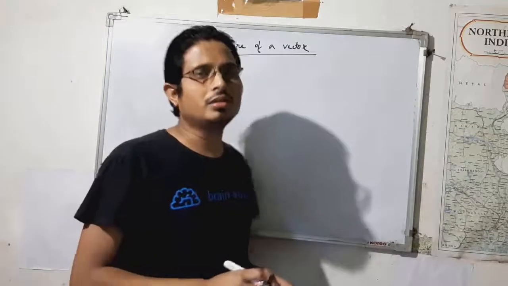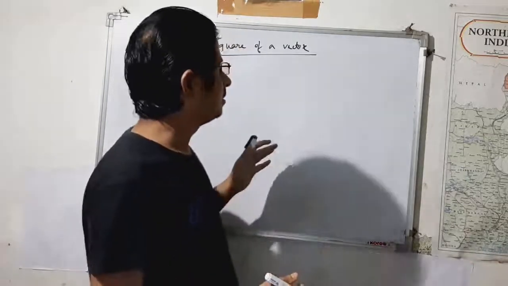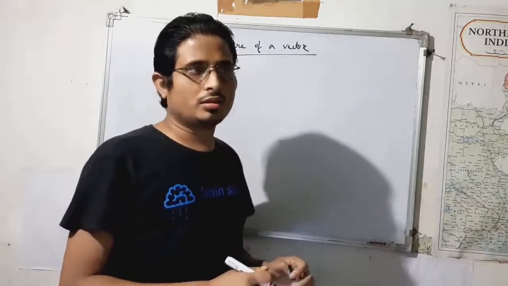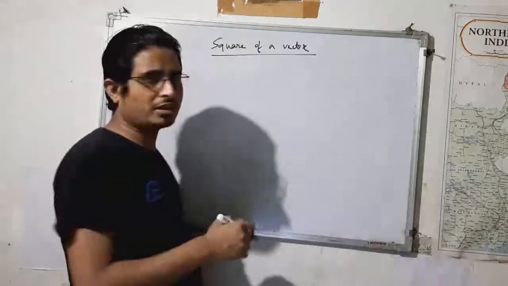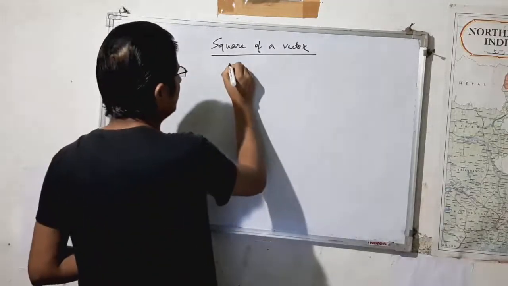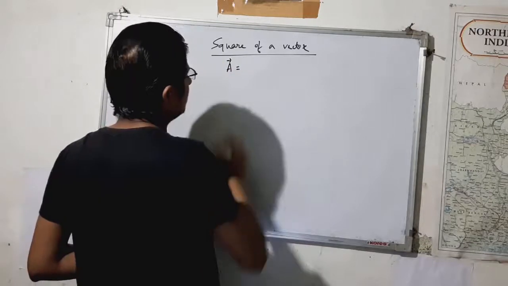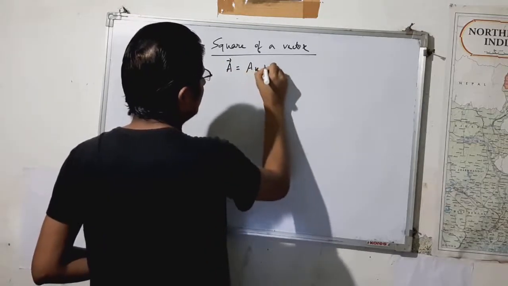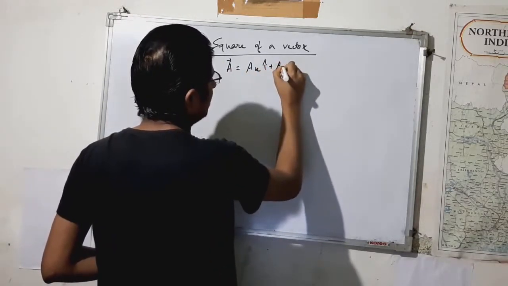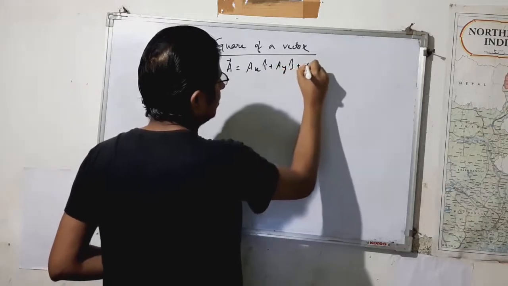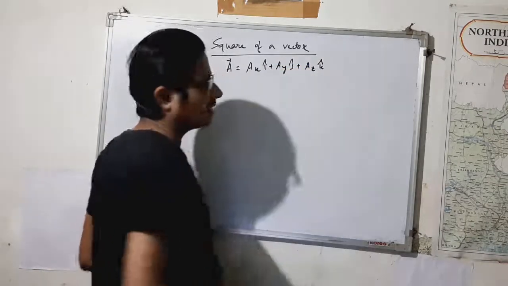In my previous video, I have told you how a vector can be written in terms of its components. Suppose a vector A, so A can be written in terms of its components like this: Ax i cap, Ay j cap, Az k cap.